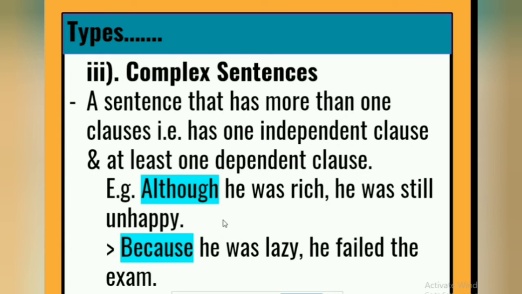The second example is because he was lazy. So this also is dependent. Why? Because it's not complete. We need something here to finish the statement. So the second part, he failed the examination. So he failed the examination is independent, can stand alone. But the first part of this sentence, because he was lazy, is dependent. So because he was lazy, he failed the exam. So that is a complex sentence because it has one dependent clause and one independent clause.